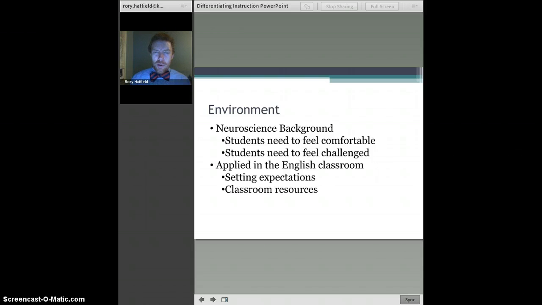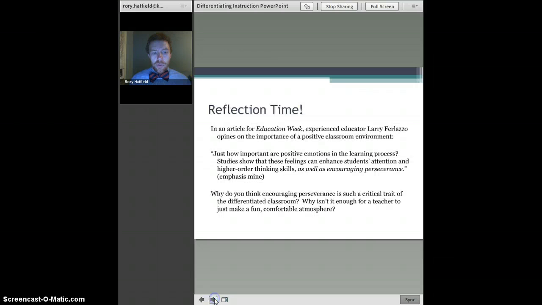So I want to pause here and reflect on an article I found very helpful by Larry Ferlazzo. When he's talking about the importance of a positive classroom environment, he cites similar scientific research that I did in terms of neuroscience, but he shows that his studies show that positive feelings can enhance student attention, higher order thinking skills, as well as encouraging perseverance.